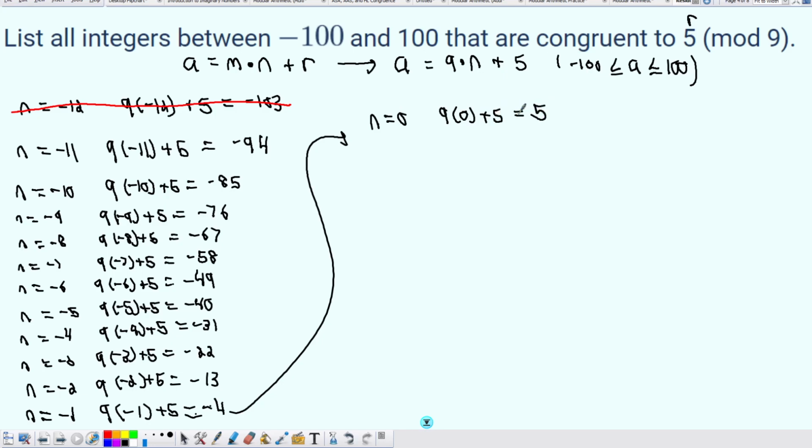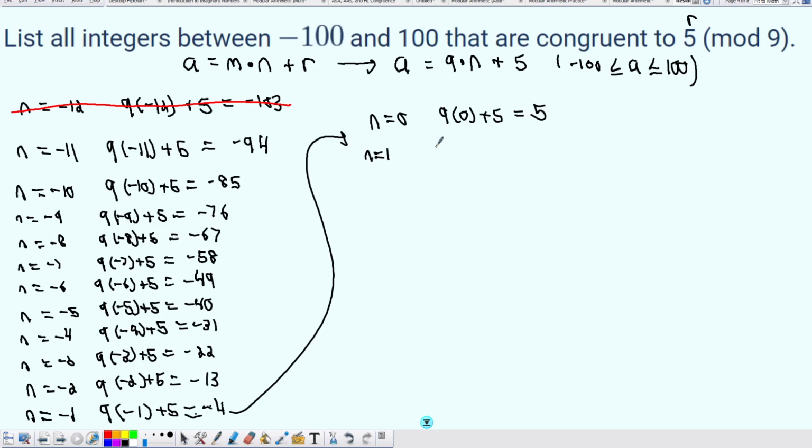And we probably see a pattern forming in our results. We're just adding 9 each time. So if you were doing this on your own, you probably could have figured out the rest of the values pretty logically, but I don't like to take those shortcuts, so we're just going to list them all out.